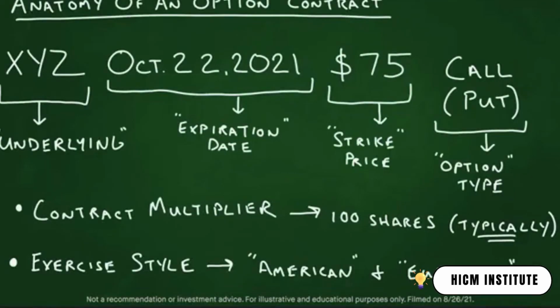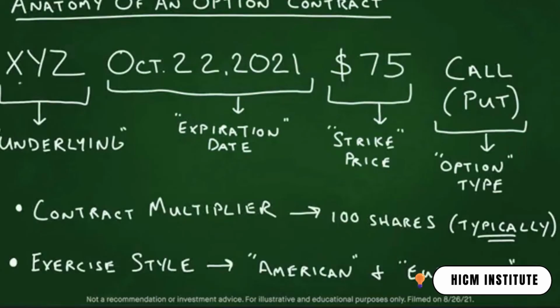So for example, if this option, the XYZ October 22nd 75 call, was an American style option, that would mean we can choose to exercise it if we were the buyer of that option, to exercise it on or before October 22nd. If this was a European style option, we would only be able to choose to exercise that option at expiration, which is October 22nd. So there's a key difference there.